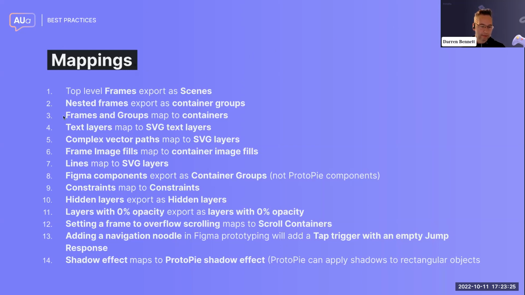And then finally on my list is the shadow effect. Effects in general in Figma are not supported as editable in ProtoPie. They will come in as an SVG layer or some sort of group layer. But the one that does come in is the shadow effect. We do have a shadow effect in ProtoPie, and that does map to the Figma shadow effect. It doesn't support multiple shadow effects in one effect list. We've only got one in ProtoPie, and there are some ways to mimic that. But if you've just got a single shadow, then that's going to map over as well.